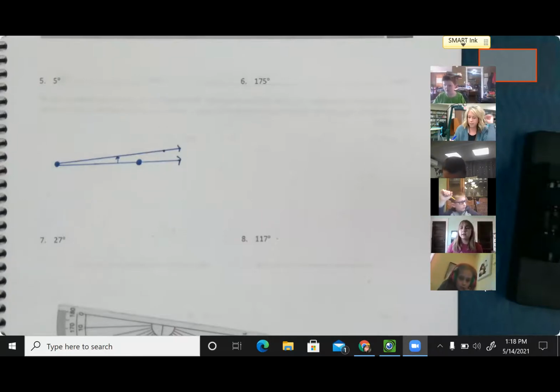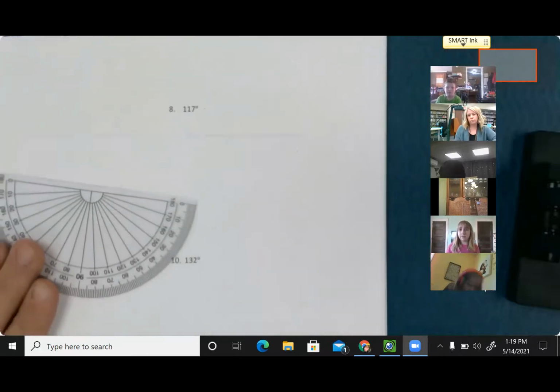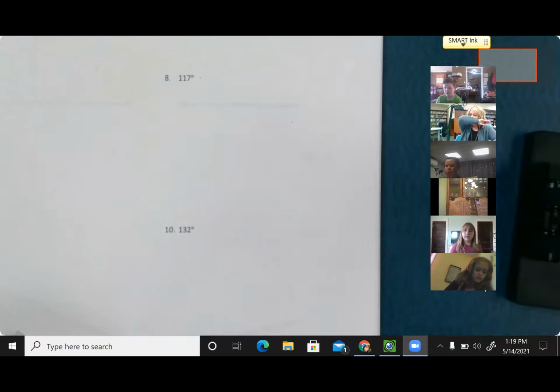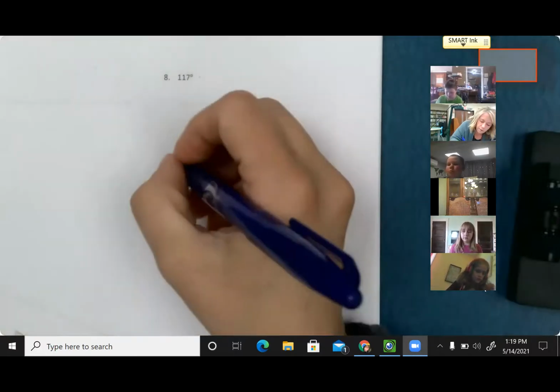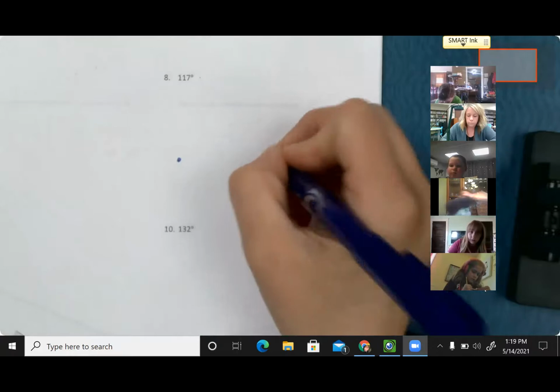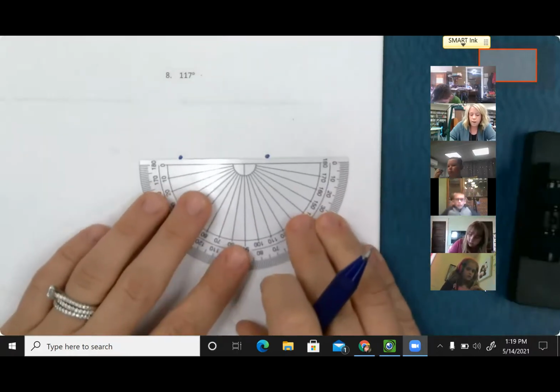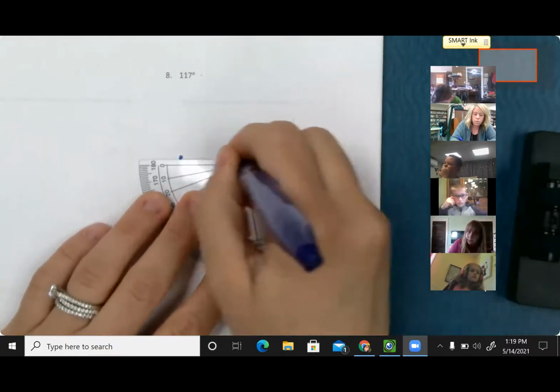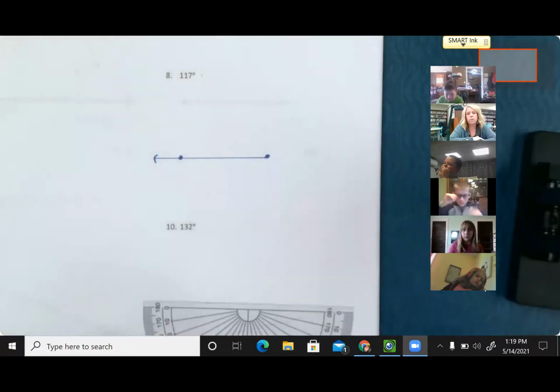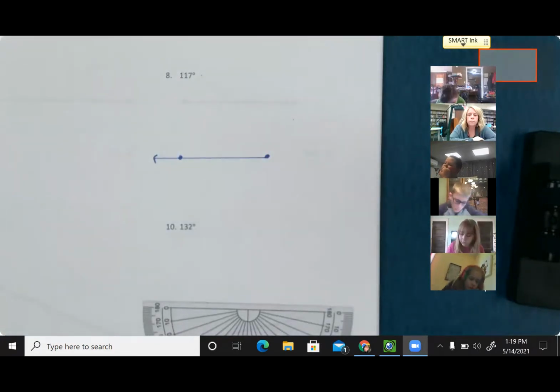All right, Sophia, pick another number. Between 5 and 10, right? Yeah, one on this page, another one to do. Okay. Let's do 8. All right. So, Sophia, how big of an angle are we drawing here? 117. All right, let's start by making a ray. This time, just for fun, I'm going to make my ray this way, just so that you can see angles can be made in either direction. Just to switch it up a little.